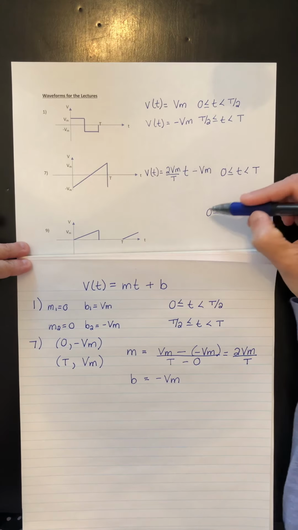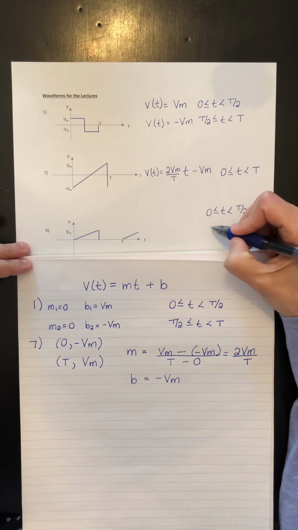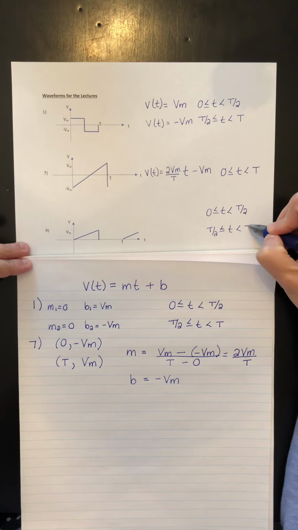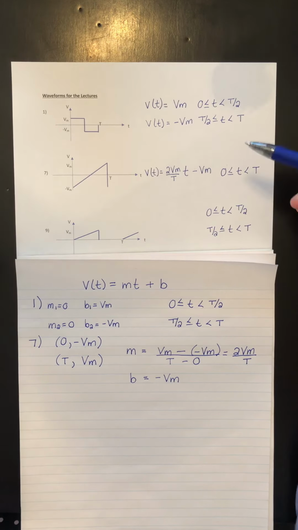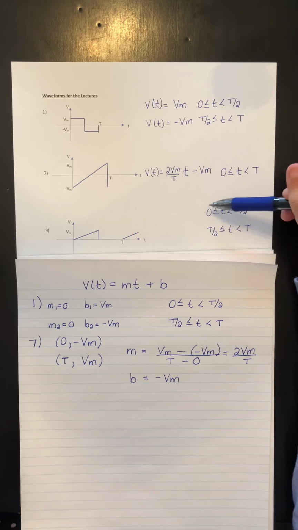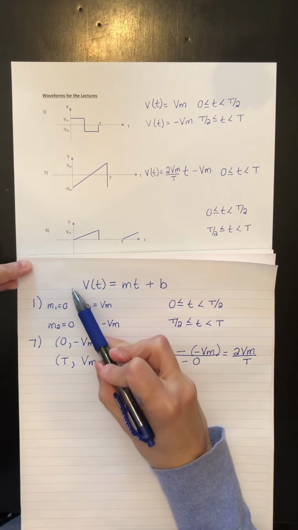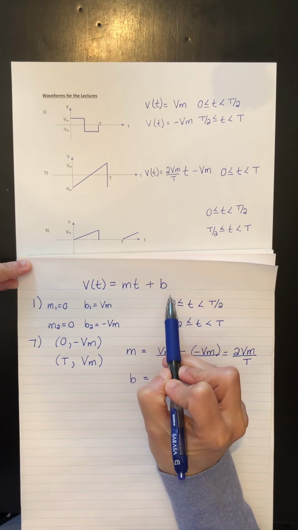So we'll have 2 pieces, first half cycle, second half cycle. So this says time is between 0 and half a period. This says for time between half a period and 1 full period. That's what the notation here means. Okay, so we're going to come up with the 2 equations that correspond.